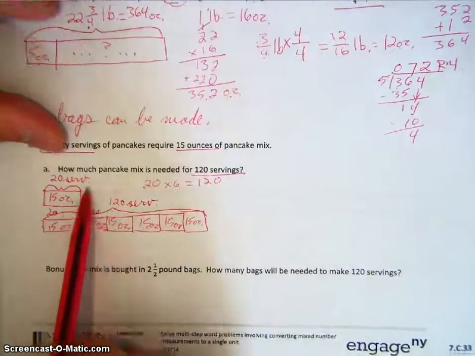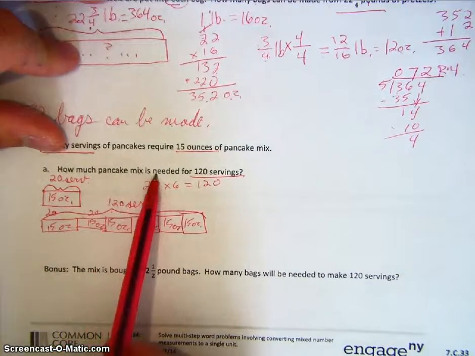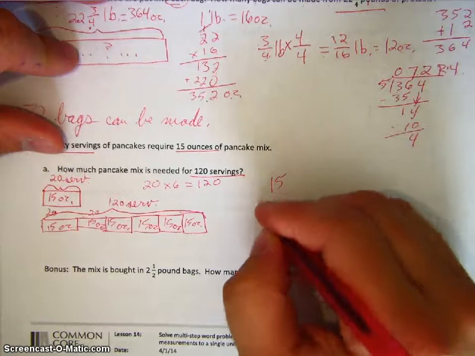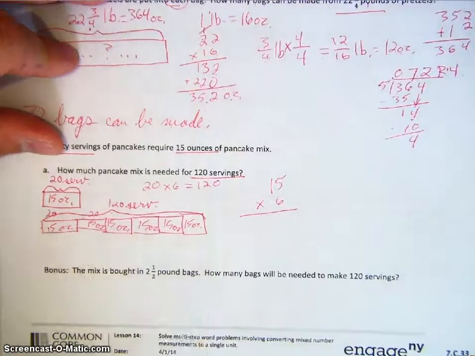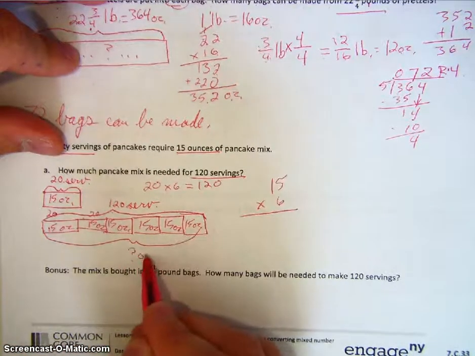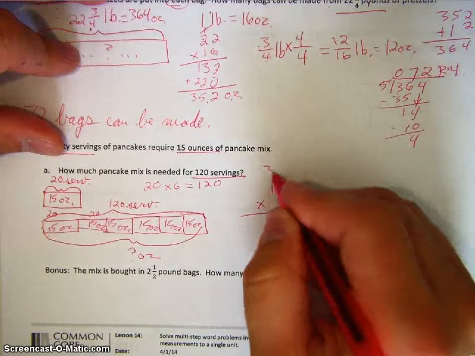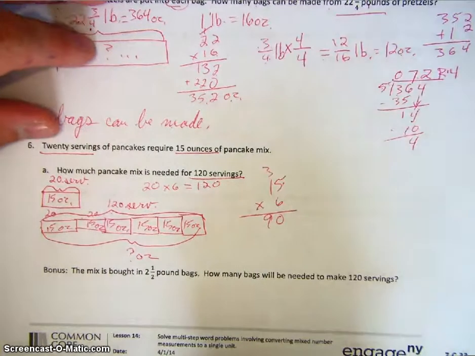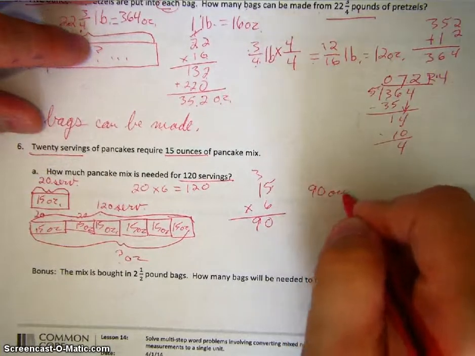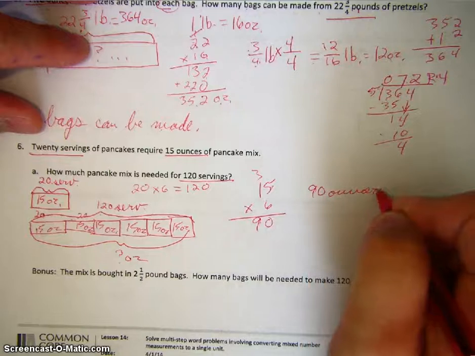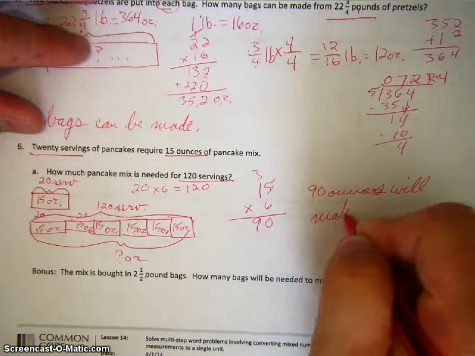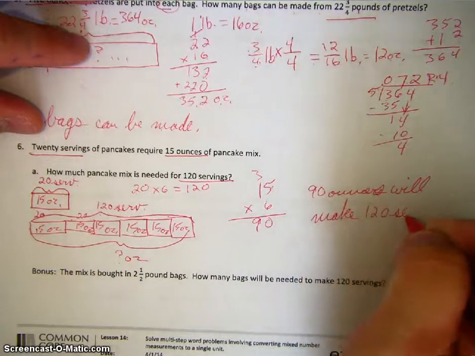So how much pancake mix is needed? Well, now we're simply doing 6 times 15, because we're trying to find out how many ounces this would be. We see that we get 90. So 90 ounces will make 120 servings.